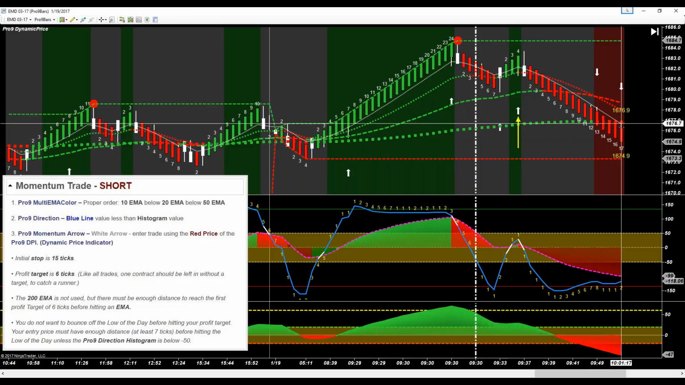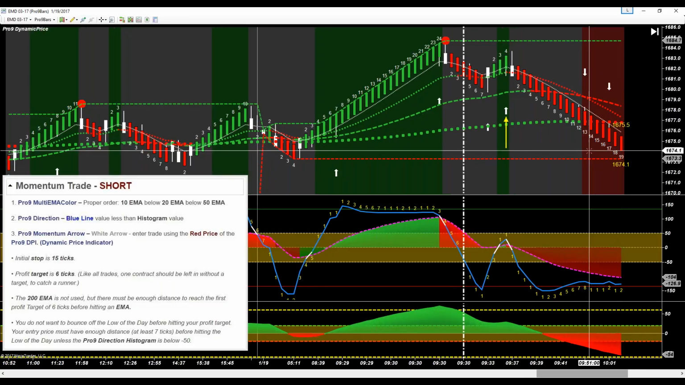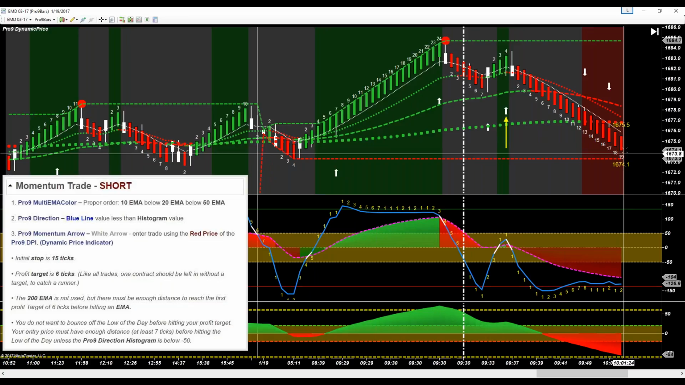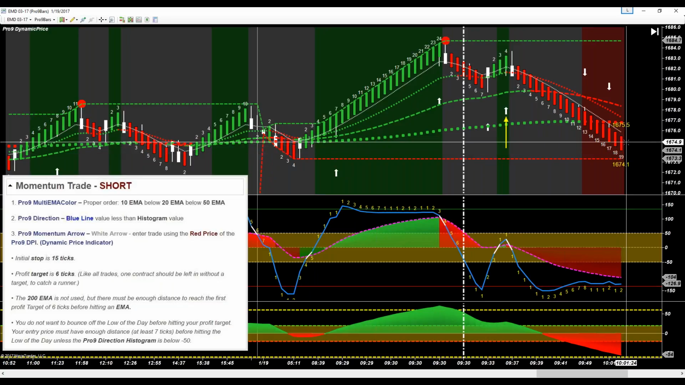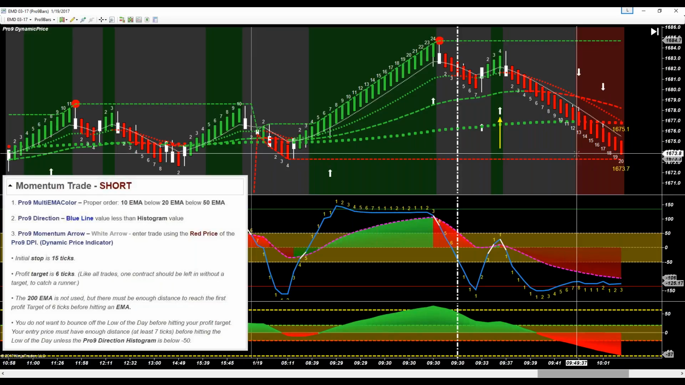But now that we got stopped out by this wick, we have another momentum entry, and we manage that one the same way. And again, this one hits its profit target at 6 ticks, and we can adjust the stop on our runner to break even.